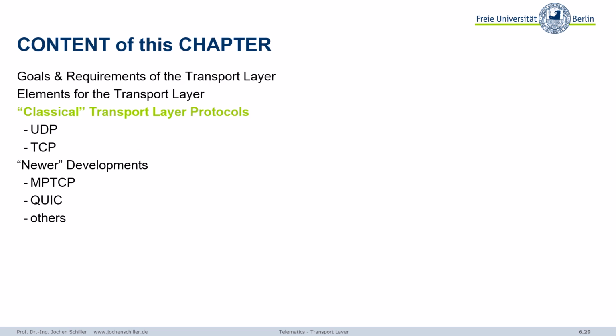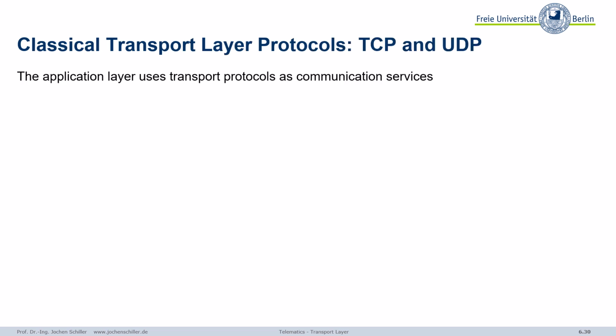So let's go now to protocols. And I will show you where you will find those elements, starting with the classical transport layer protocols in the internet. Classical because they exist since the early 80s, first ideas of TCP back in 1974, so quite old.